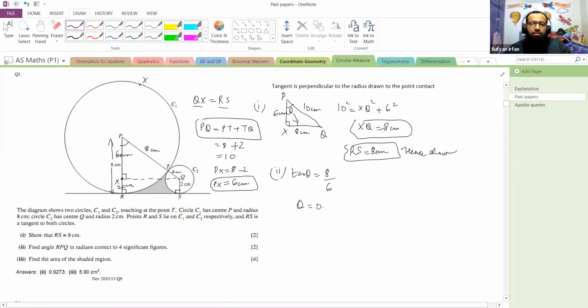And the answer is 0.927295. If you round it off, it becomes 0.92730 in 5 significant figures. So the answer that we are going to give, because we were to give it in 4 SF, the final answer is 0.9273 radians, correct to 4 significant figures. Right? So we have successfully done part number 1 as well as part number 2.